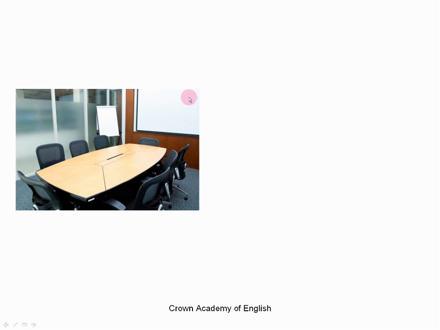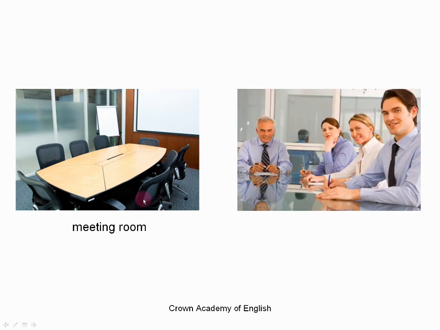Okay. Now this is a photograph of a meeting room. So a meeting room is a room in which there is a table and several chairs around the table, and it is a place where people come together to hold a meeting. We say to hold a meeting. Okay? We don't say do a meeting, we say we hold a meeting. So here is a meeting with 4 people.